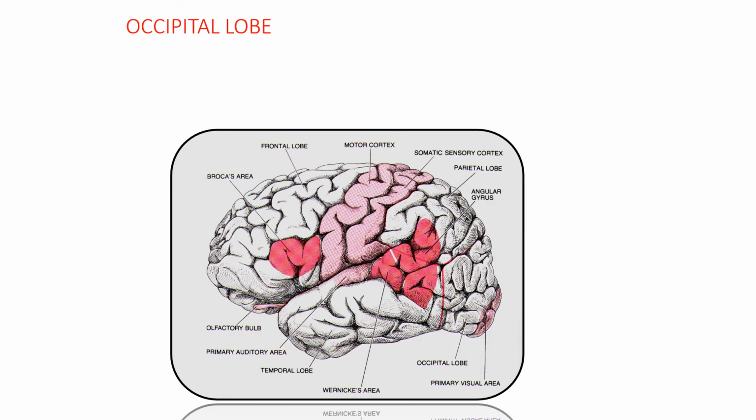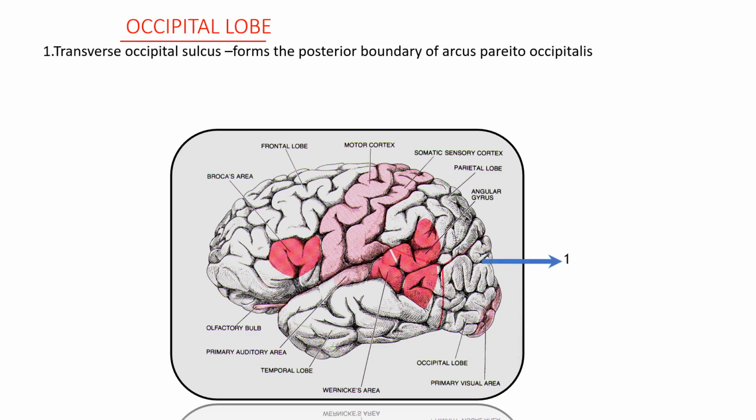Now we will see the occipital lobe, sulci and gyri. The transverse occipital sulcus forms the posterior boundary of the arcus parieto-occipitalis. So around the parieto-occipital sulcus we have the arcus parieto-occipitalis. The limit of the arcus parieto-occipitalis is this sulcus, which is called the transverse occipital sulcus.